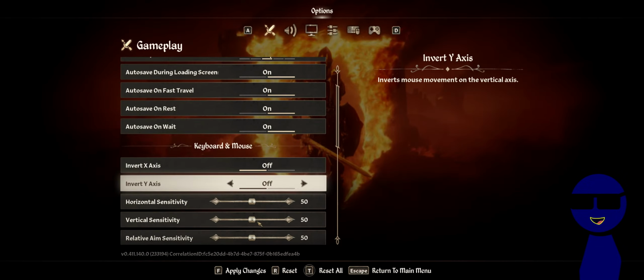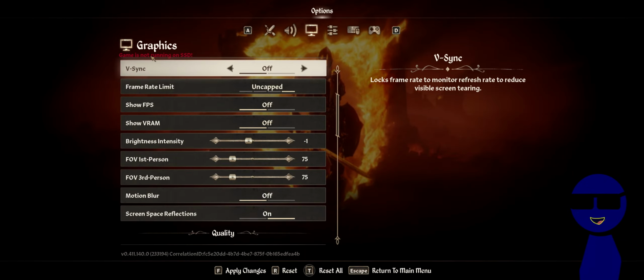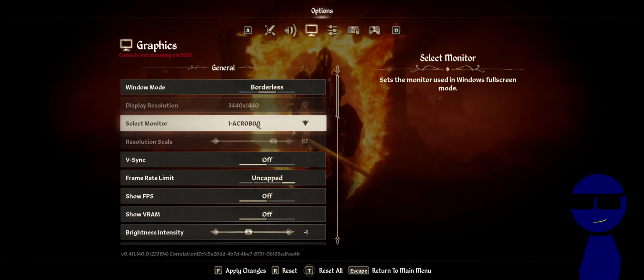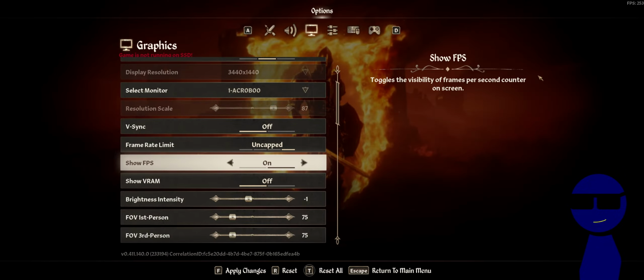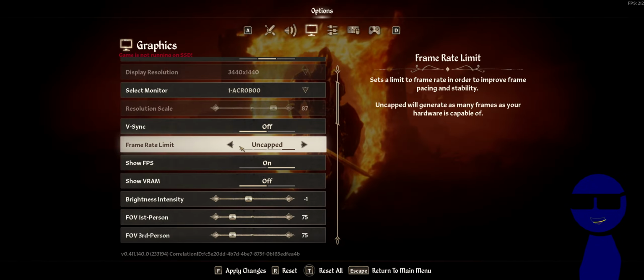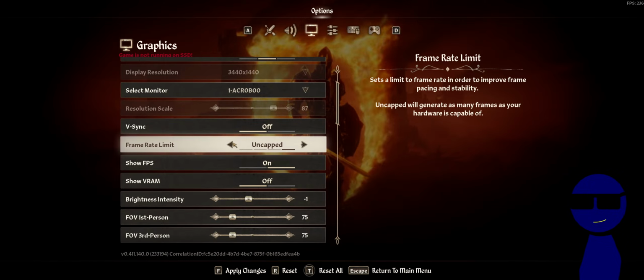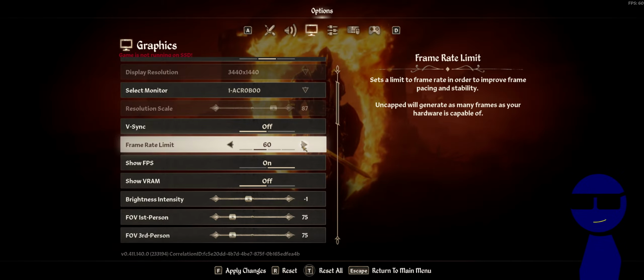Am I still able to access it somewhere? Game is not running on SSD. Oh damn, we're getting 200 frames. Alright, let's look at the fire in the background. Look at that. Look at the fire in the background between 30 and 60. And then 120. And then uncapped.